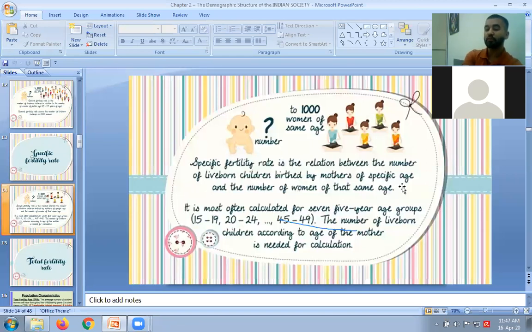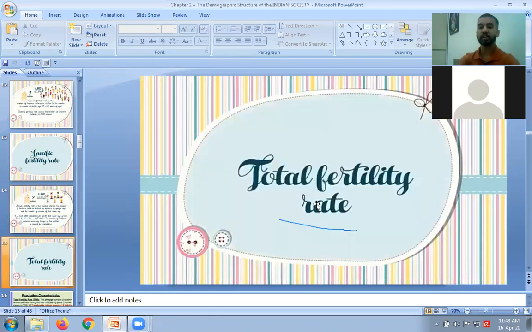So I was telling you, here we're going to calculate by specific age, the fertility that women of a specific age can have. It can also be understood in terms of groups, right from 15 to 19, 20 to 24, up to 45 to 49. So we can include groups, and we can also understand the specific fertility of a woman. Specific fertility is related to total fertility. That is our next concept.